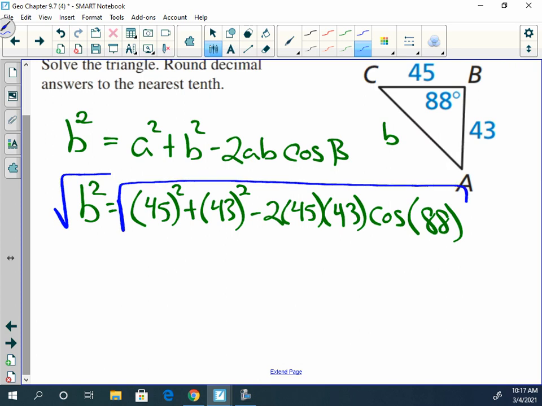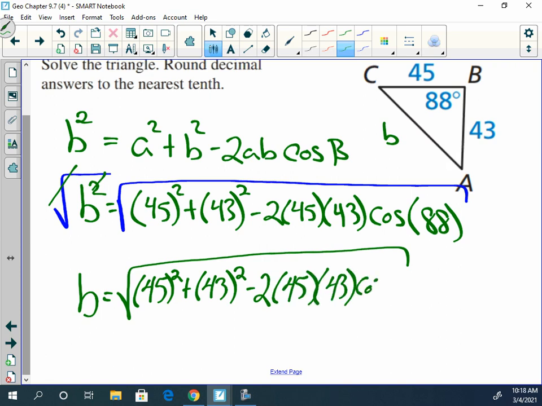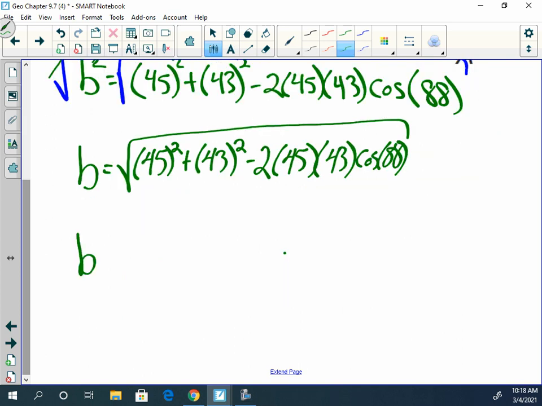Now we would square root both sides, because the square root and square would simplify, giving us B is equal to the square root of 45 squared plus 43 squared minus 2 times 45 times 43 cosine of 88. We type that all in, and we get 61.15.